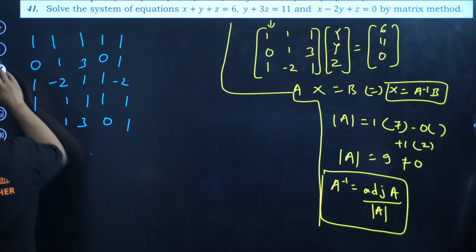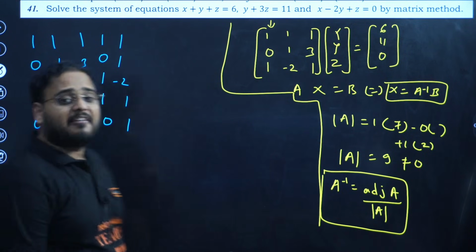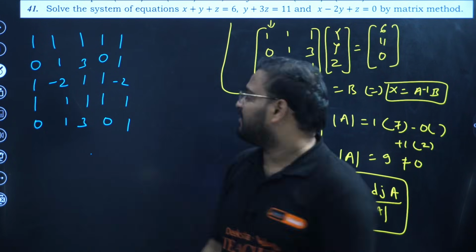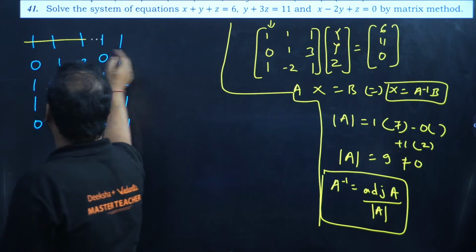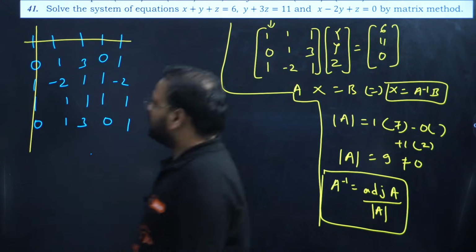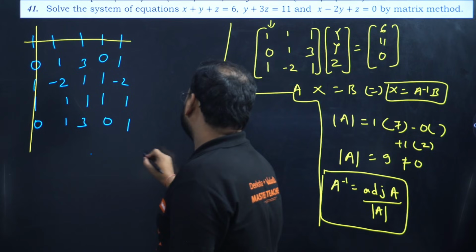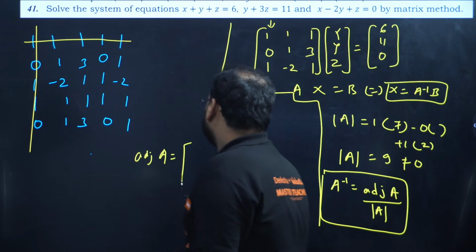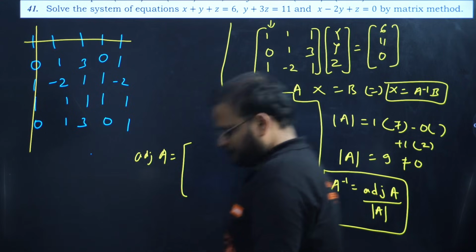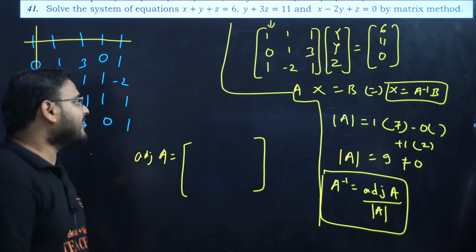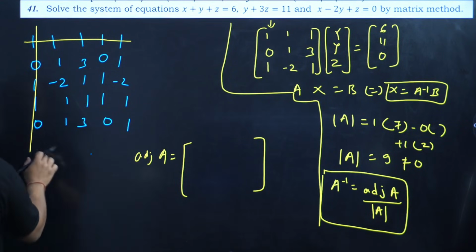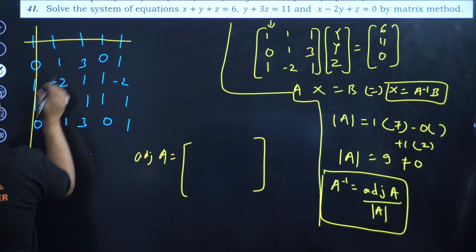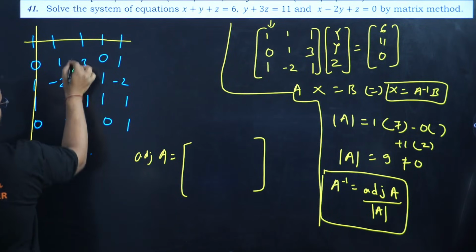Now after getting this 5 cross 5 matrix, remove the first row and first column. Right here, adjoint of A with the matrix. Now in this, start taking the results by cross multiplication in columns like this, vertically downwards.